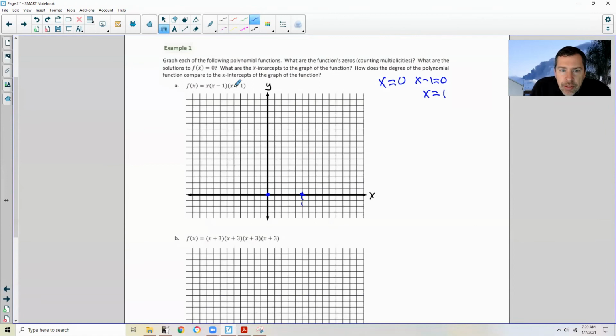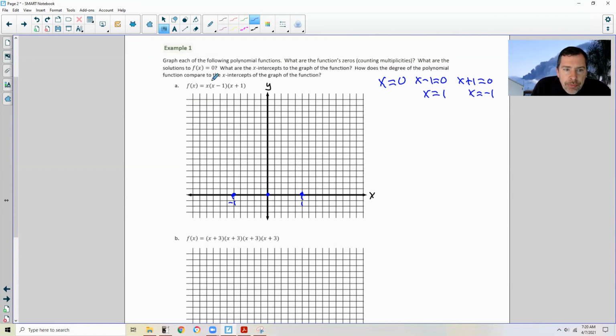Okay, and then I'm going to take x plus 1 and set it equal to 0. And solve for x by subtracting 1 over to the other side, and we get x equals negative 1. So if I go over 1, 2, 3, 4, 5, this is negative 1 here, and I'm going to put a dot there.